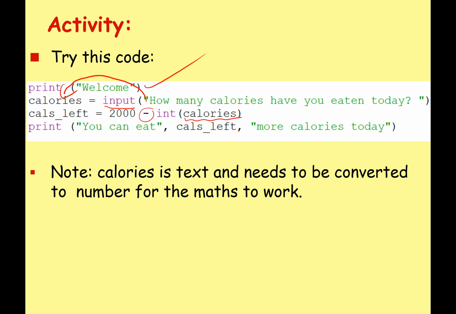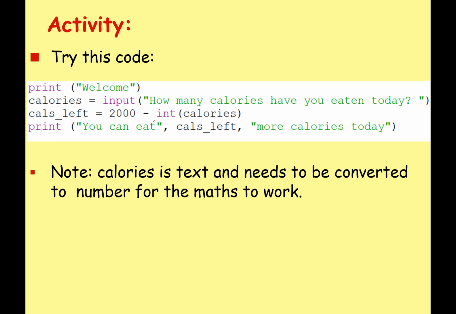Okay, that's fine. Why does it say int here? Oh, that's a bit of a new one. Okay. Come back to that in a second. Print you can eat cals left more calories today. So it's going to print out this text exactly. And this text, well, that's whatever the result of this calculation is going to be. So that's how I would try and work out what it means step by step. Then I'd run it and just check that's what really happens.